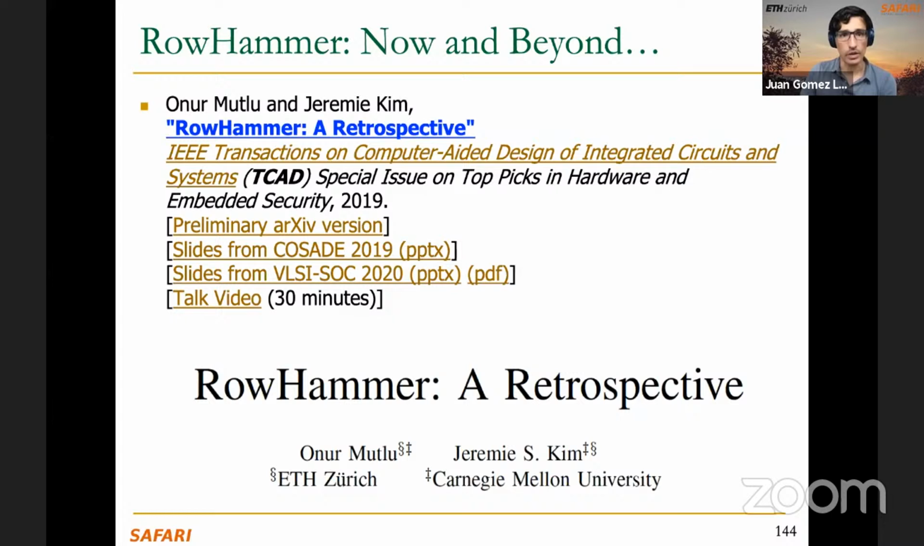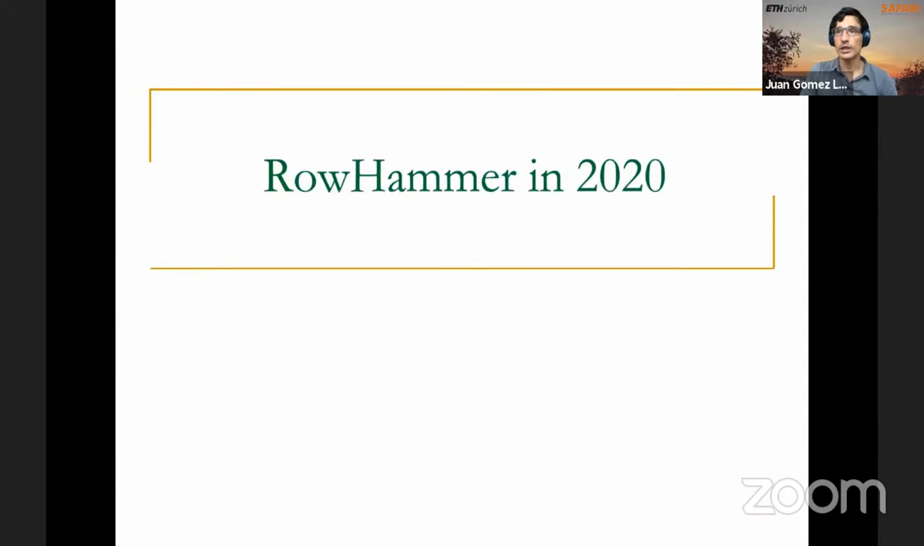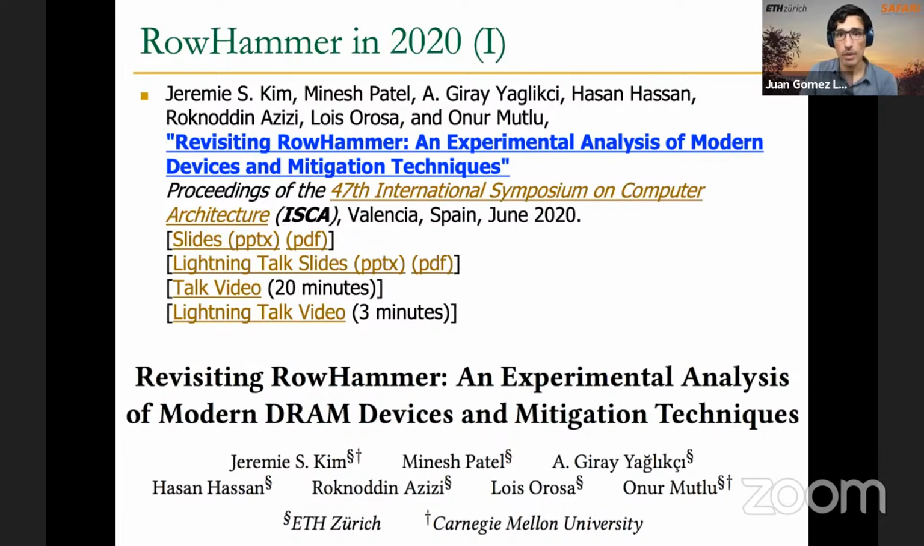And actually, about 2 years ago, Professor Mutlu wrote this retrospective paper with Jeremy, who was one of his PhD students and also one of the authors of the original paper. It's a super interesting read that I can recommend. And our group keeps doing research in RowHammer, not only our group, many other groups in the world, but especially our group. These are some works published last year in 2020.